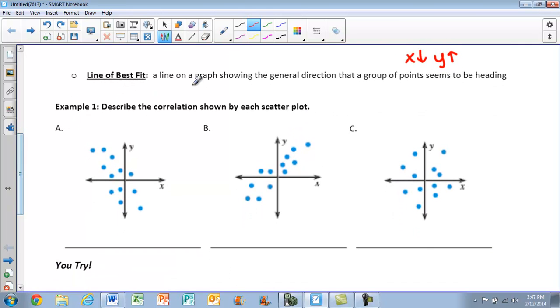Before we jump into examples with actual data, we just want to describe the correlation shown by each of these scatter plots. So down here, A, B, and C, we have three scatter plots. We need to decide, does it have a positive correlation, a negative correlation, or no correlation at all? So if we look at example A, now remember it's a scatter plot, so it's not going to be a perfectly straight line. But we can get a general idea of what the data is doing, where it's headed.